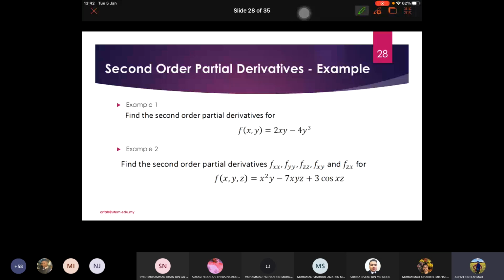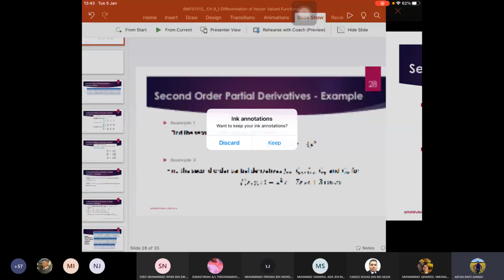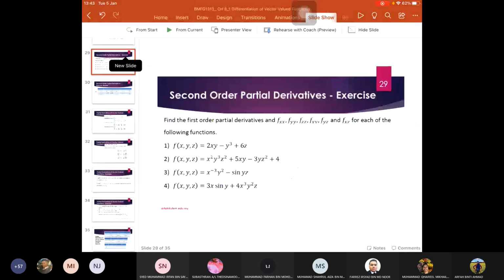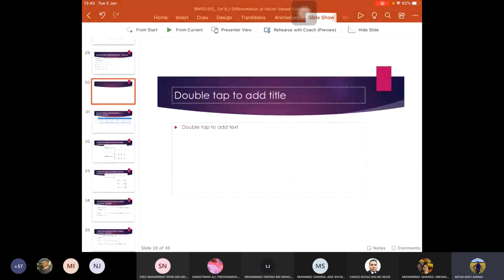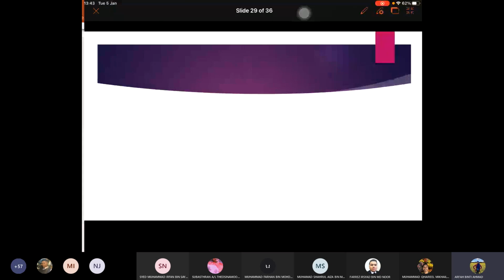So try this. Find the second order partial derivative for f of x, y. Okay. Example 1. This one we are not dealing with vector value functions. We deal with ordinary functions before we look at vector value functions. Find the second partial derivative of the following function. So let's try example 1.